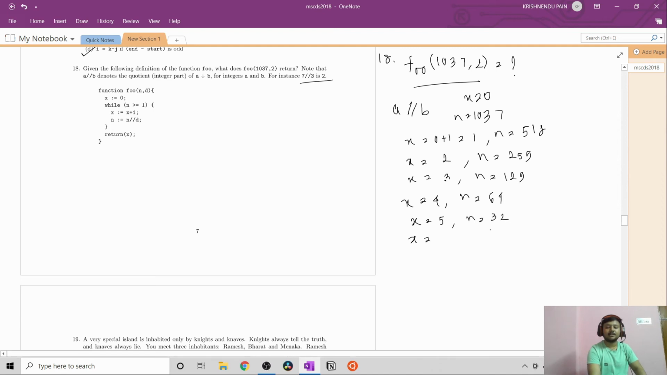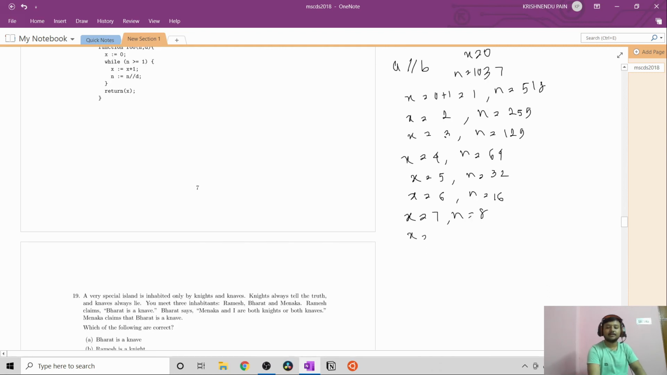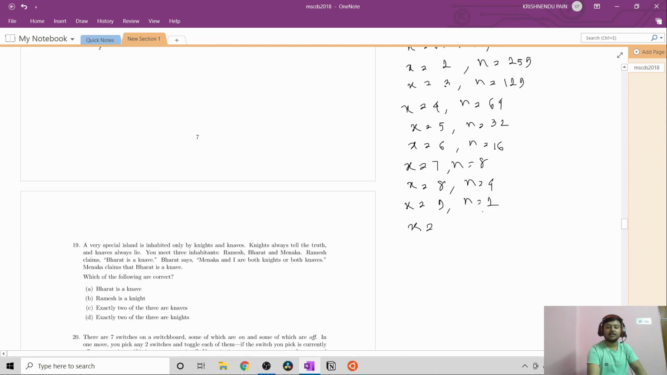Next, 32 is greater than or equal to 1, x will be increased by 1, n will be 16. 16 is greater than or equal to 1, so x will be increased by 1 to 7, n will be equal to 8. Again 8 is greater than or equal to 1, so x will be increased by 1 to 8. n will be 8 quotient 2, which is 4. Again 4 is greater than or equal to 1, then x will be increased by 1, n will be equal to 2. 4 quotient 2 is 2. Again 2 is greater than or equal to 1, so x will be increased by 1 to 10, n is 2 quotient 2, which is equal to 1.